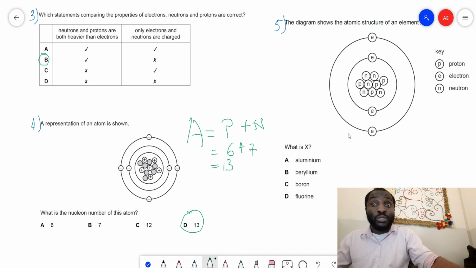So if you don't know an atom with 4 protons, you can just go to your periodic table and you will see the answer there. So you're free to use your periodic table.